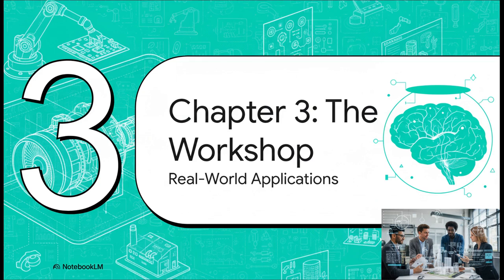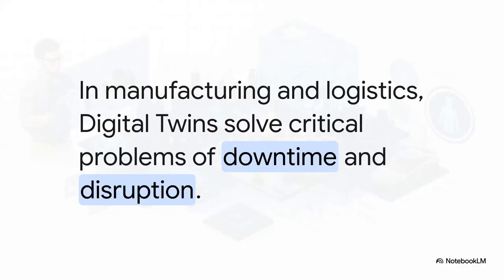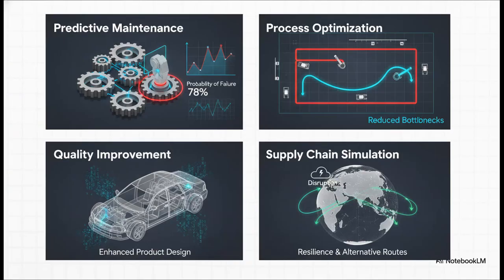Now let's head into the workshop and see what this thing can actually do in the real world. In the industrial world, the two biggest nightmares are things breaking down without warning and the supply chain getting totally tangled up. And this is exactly where digital twins become superheroes. They give you a way to see problems coming and test out solutions, all without ever having to hit the pause button on the real factory floor. And the solutions are honestly a game changer.